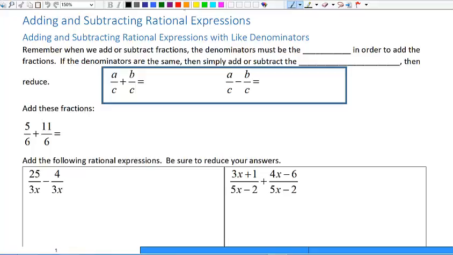Today's lesson is on adding and subtracting rational expressions. So first we're going to start with adding and subtracting rational expressions with like denominators. Remember, when we add or subtract fractions, the denominators must be the same in order to add the fractions. If the denominators are the same, then simply add or subtract the numerators and then reduce.